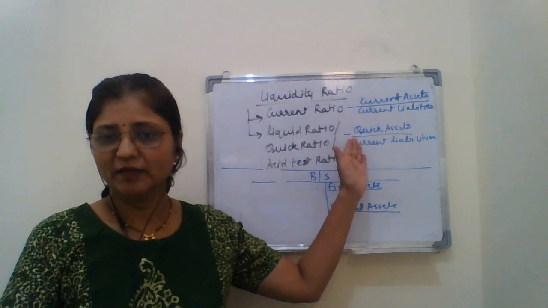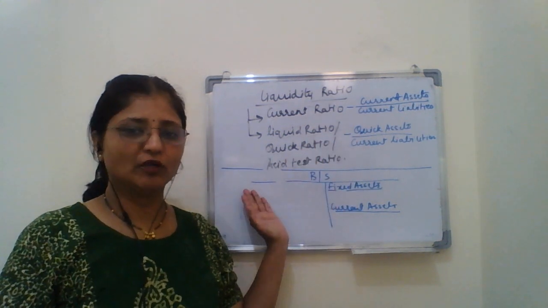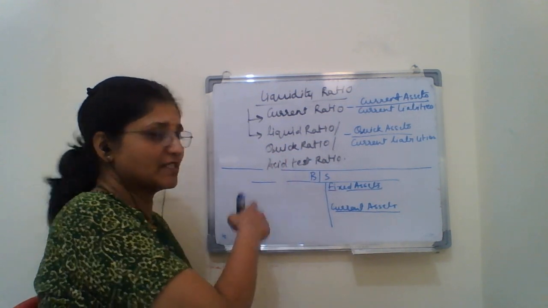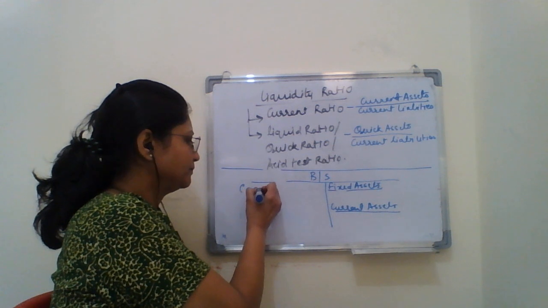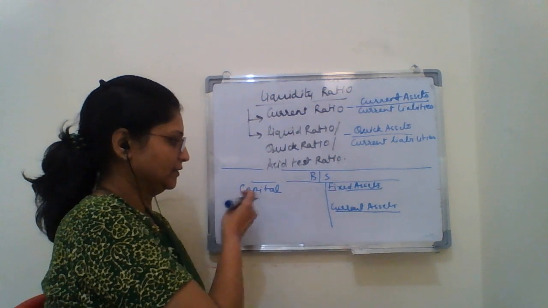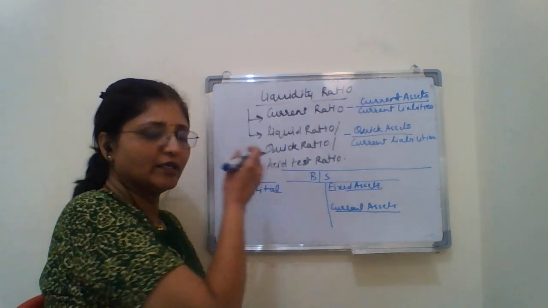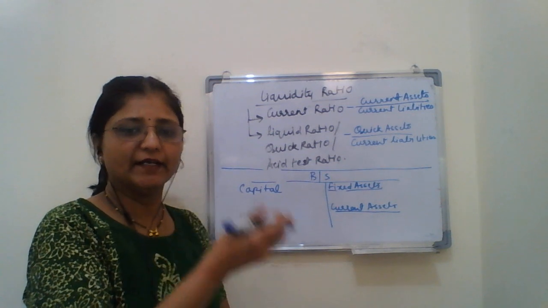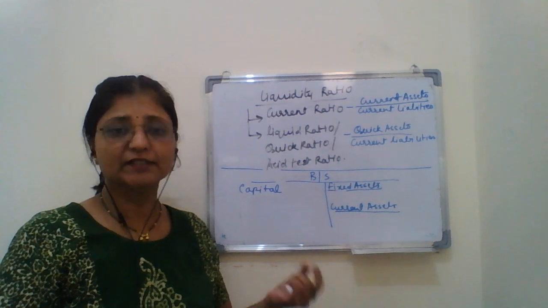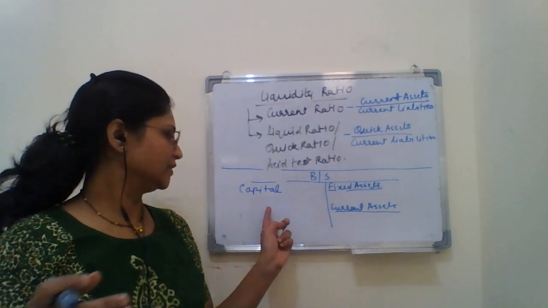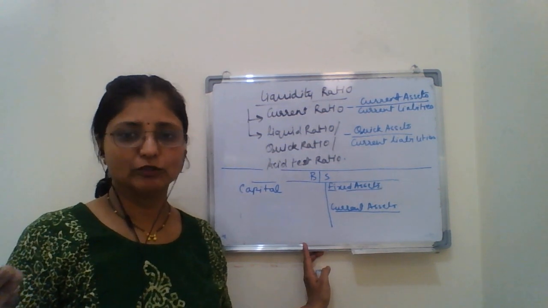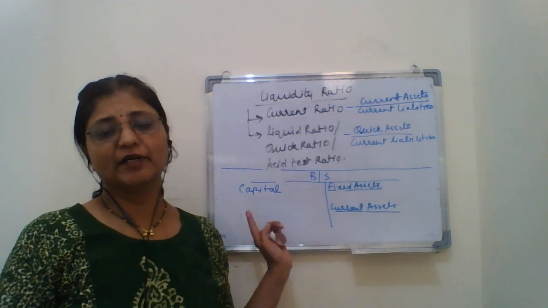So we got the numerator, now we have to look for the denominator, which is current liabilities. If we see the balance sheet, there is capital, then long-term borrowings and long-term provisions. Below that come all the short-term items like short-term borrowings, short-term provisions, sundry creditors, and bills payable. All of these are included in current liabilities.